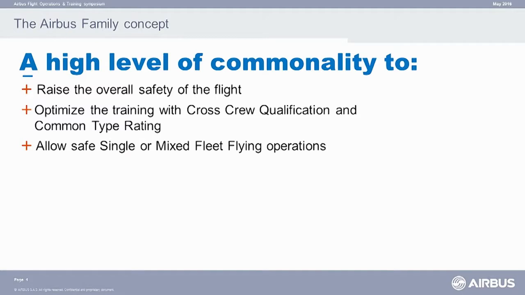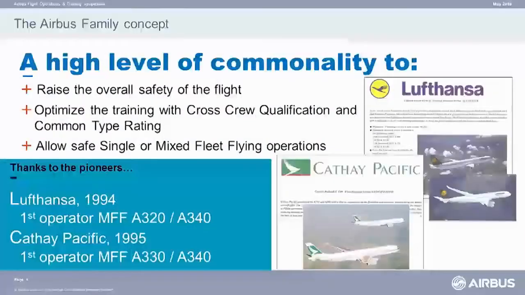So the Airbus family concept, as I said, is a high level of commonality to raise the overall level of safety, to optimize the training with cross-crew qualification and common type rating, and to allow safe single and or mixed fleet flying operation. This is not a dream, this is a reality. And I have, on behalf of Airbus, to say thanks to the pioneer, Lufthansa. You were the very first operator flying mixed fleet between the A320 and the A340. It was in 1994, followed one year after by Cathay Pacific, thanks to you as well. You were the first one between the A330 and the A340.